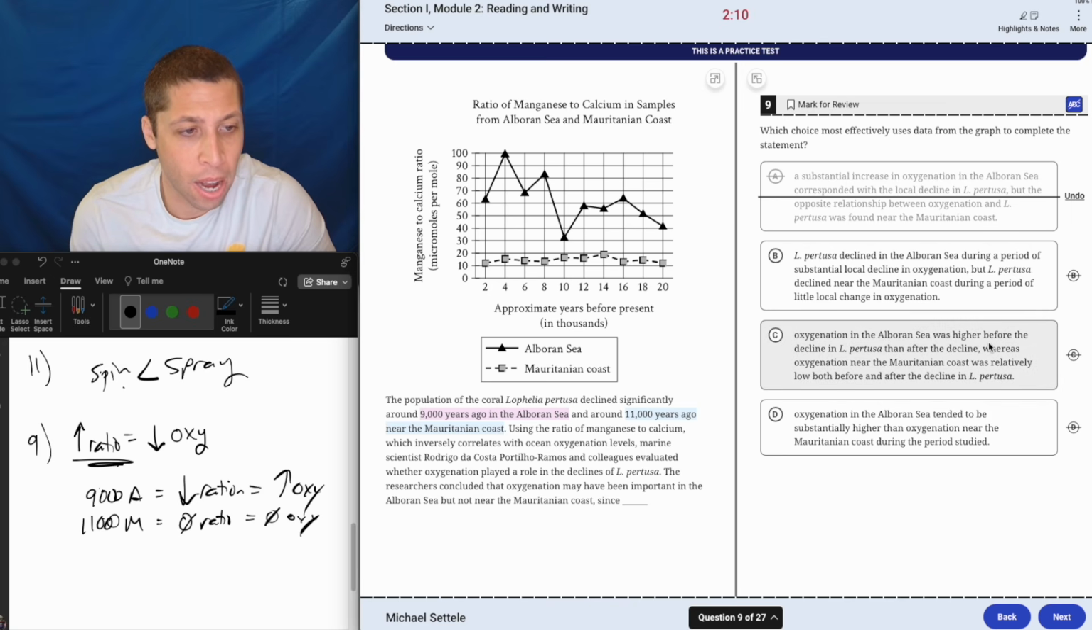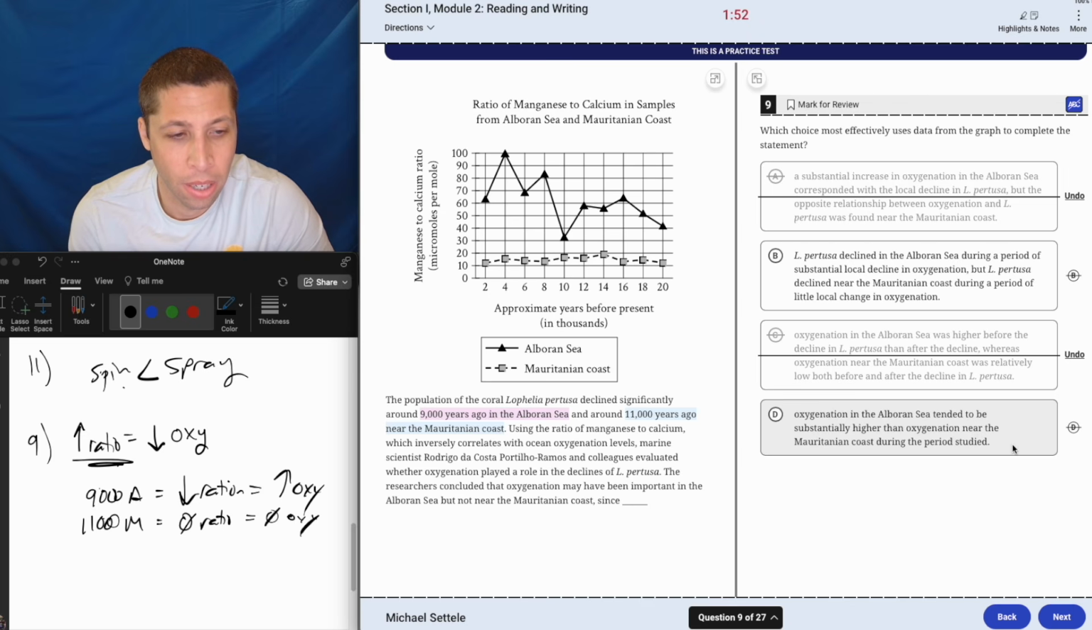Oxygenation in the Alboran Sea was higher before the decline than after the decline, whereas oxygen in the Mauritanian coast was relatively low both before and after. Well, this is the ratio being low. So the oxygenation should be high here, right? So I don't think that's right. Oxygenation in the Alboran Sea tended to be substantially higher than oxygenation in the Mauritanian coast.